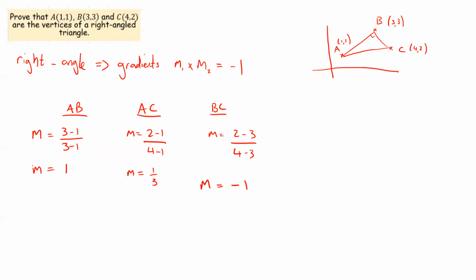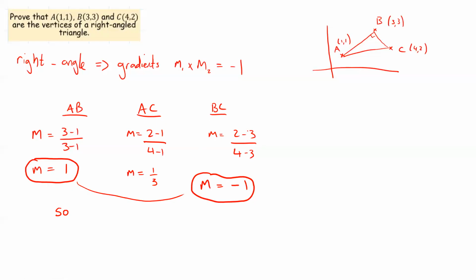So from here we can see, hopefully, that this first gradient, if you multiply that by this gradient, it's going to give me -1. So M1 times M2 is -1. That shows perpendicular. That's these two. So this means that these are perpendicular to each other. So that's our first deduction from this. So AB and BC are perpendicular. Or in other words, they've got a right angle.